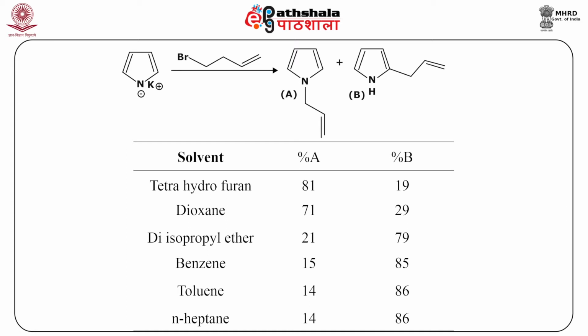In benzene, the percentage of B is even more, that is 85:15, 85% of B and 15% of A. In toluene, it increases by 1% from benzene, that means A is only 14%, however, B is 86%. In n-heptane, A is 14% and B is 86%, again the same case as in toluene.